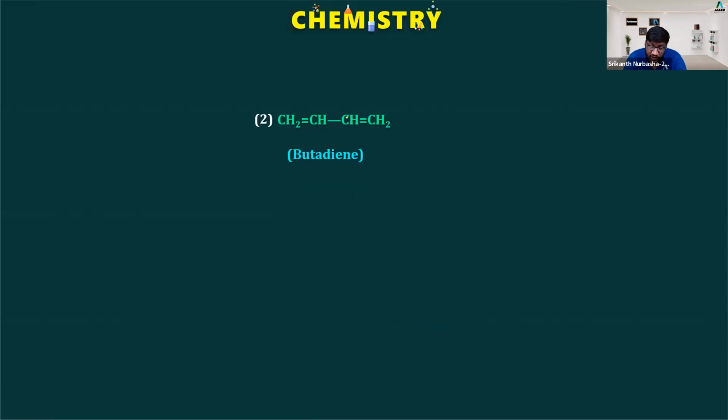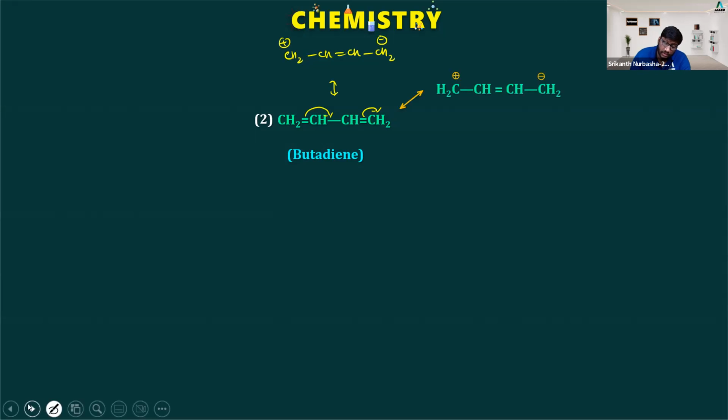CH2 double bond CH, CH double bond CH2. The same type of resonating structure you can draw. This pi electron density can move to the next bond, and that C double bond C pi electron density is given to the terminal carbon, generating CH2 plus, CH double bond CH, CH2 minus. Both are the same only, yes or no? If I move in the other fashion also, both are going to be the same, because everywhere we have a carbon atom only.